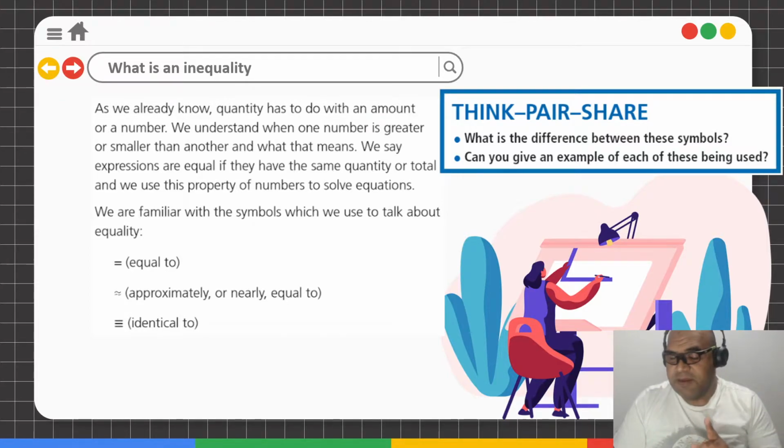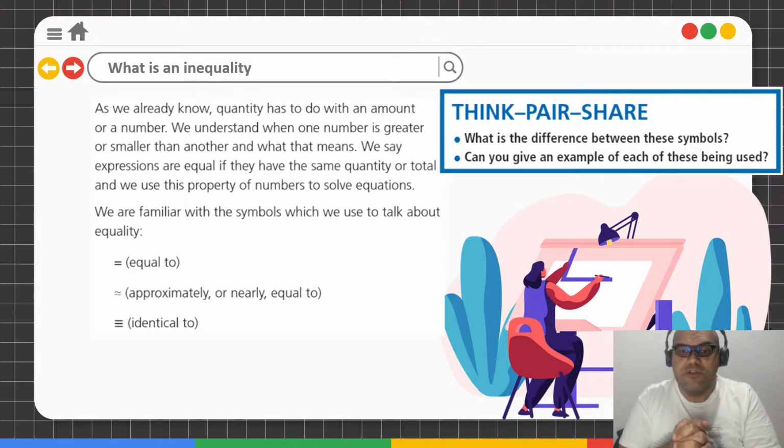As you remember, equal to means we have something on a variable and the result, and they are equal. Approximately means it's not the same, like the number pi. Sometimes you can use 3, 3.14, 3.1415, and so on, but it is never the real equal. It's approximately very close, but not the same.